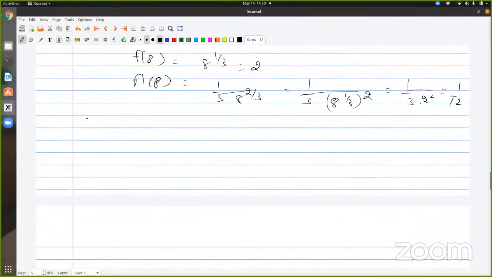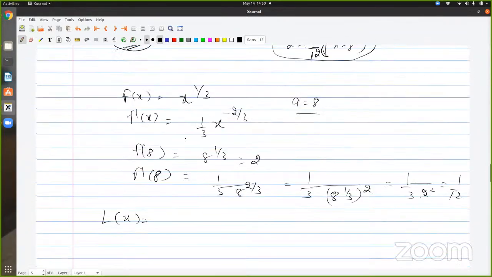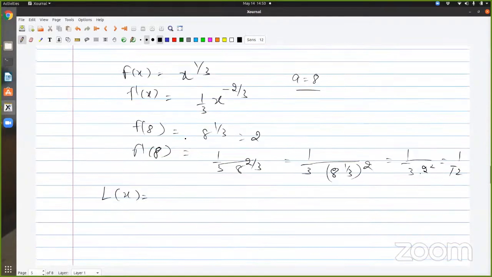So, is this x to the power minus 1 by 3? Which one? It is cube root. This one? Yeah, 2. This is the denominator. Oh, okay. So L of x will be f of a plus f dash a, which is 1 by 12, times (x minus a). F of a is 2, right? So this is what you should be getting.